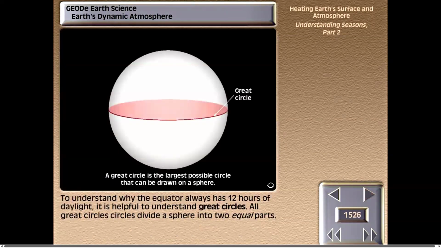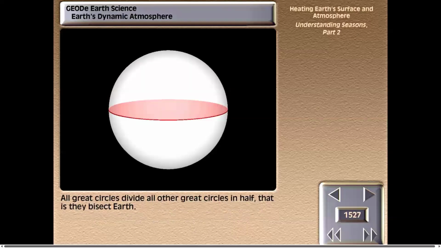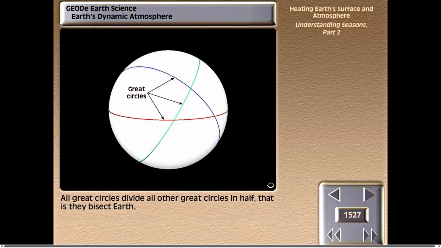To understand why the equator always has 12 hours of daylight, it is helpful to understand great circles. All great circles divide a sphere into two equal parts. All great circles divide all other great circles in half. That is, they bisect Earth.